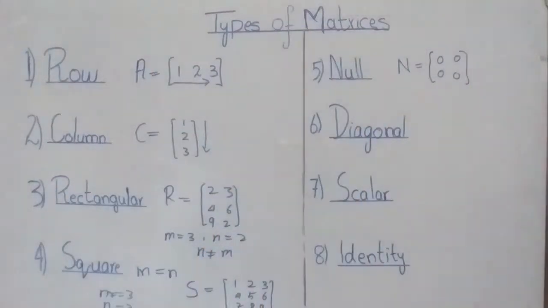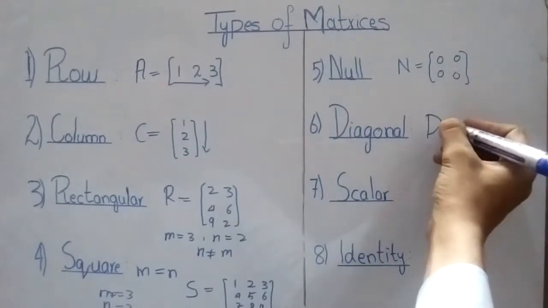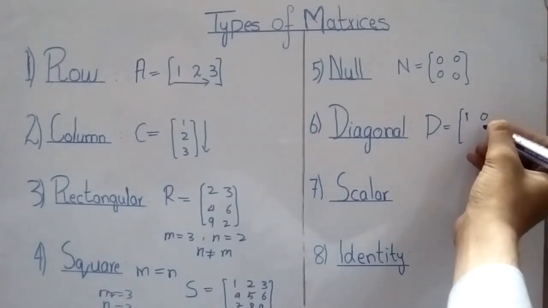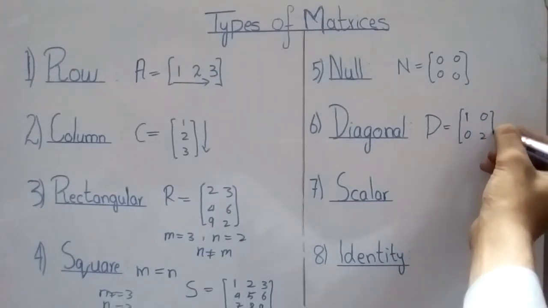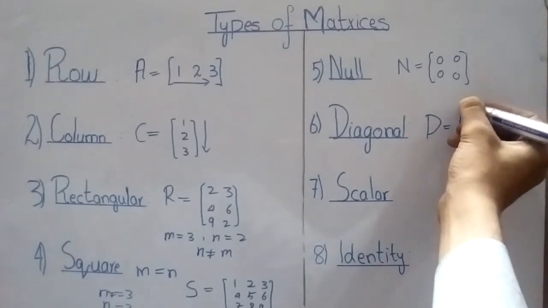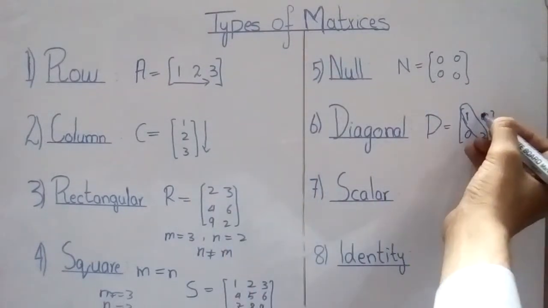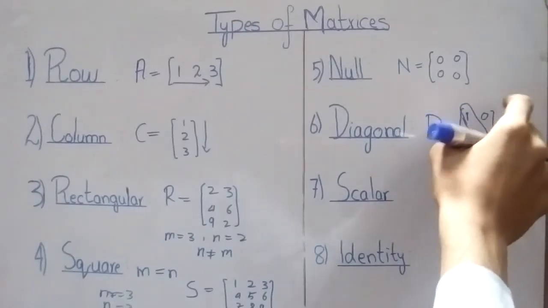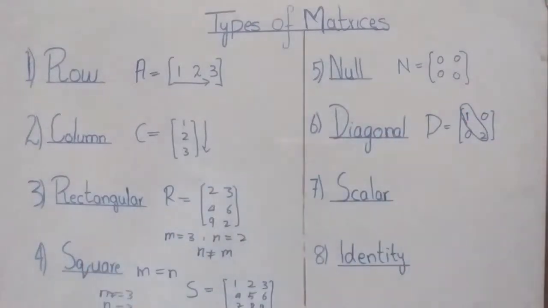On the sixth number we have a diagonal matrix. A diagonal matrix is a matrix in which the elements on the diagonal are non-zero and all the non-diagonal elements are 0. Now look at an example. D equals 1, 0, 0 and 2. The elements on the diagonal here are non-zero and all the elements other than the diagonal are equal to 0. This is a diagonal matrix.